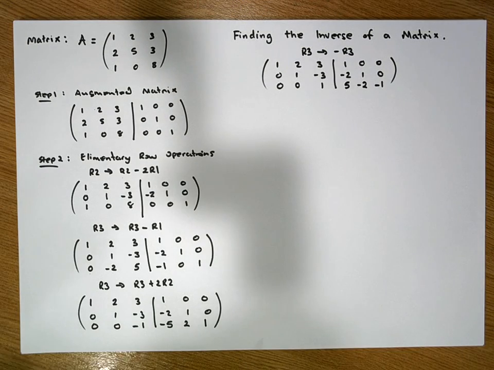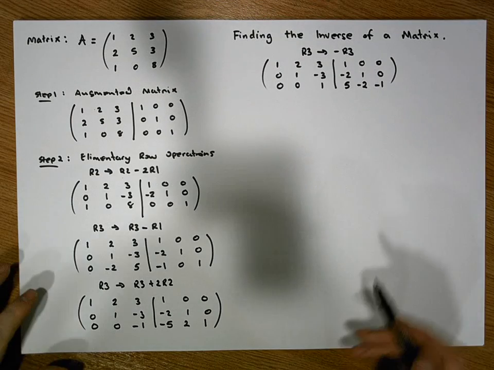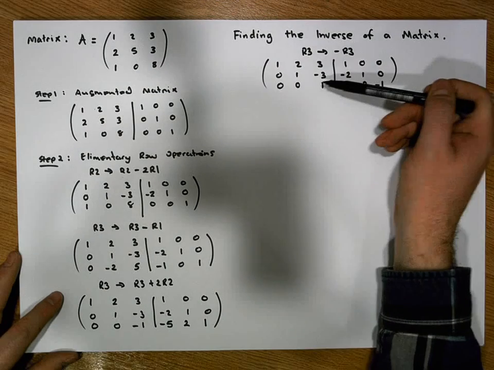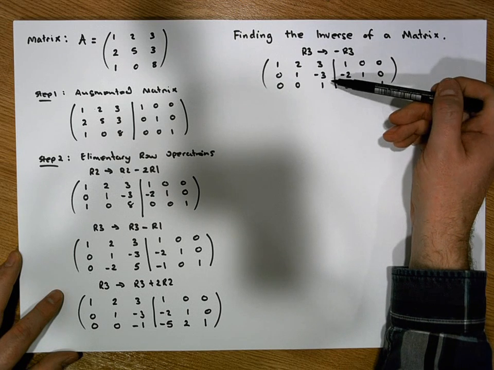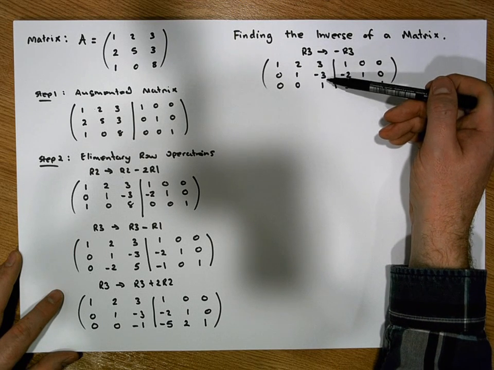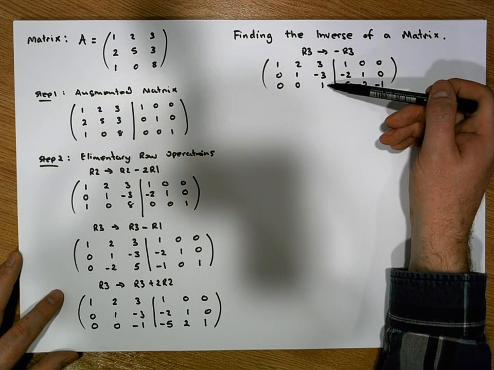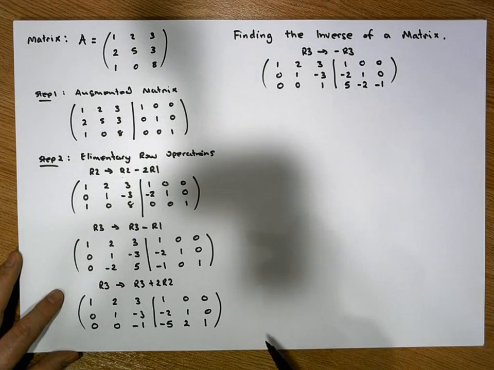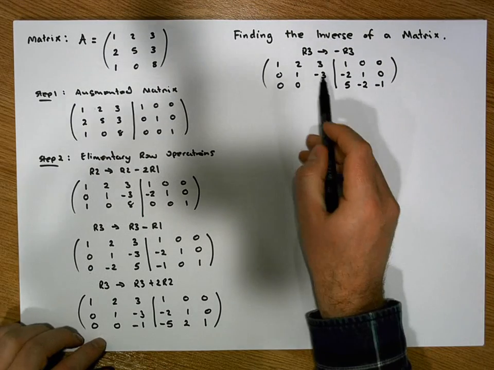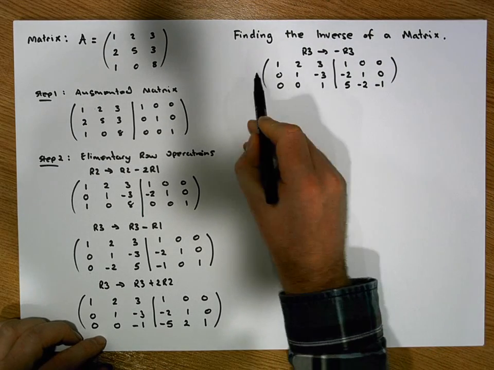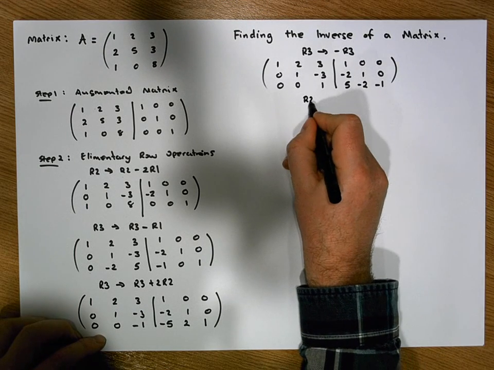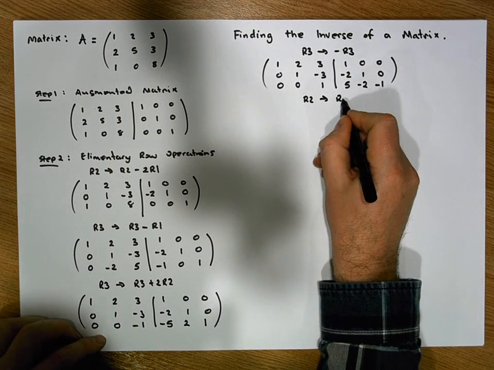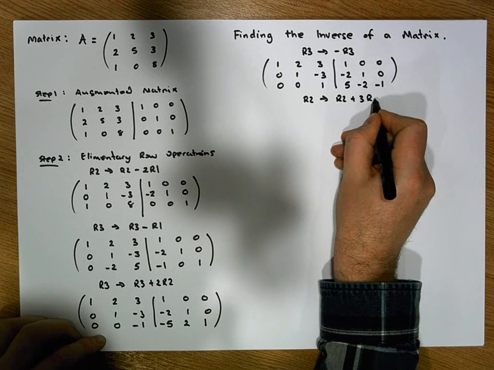Okay, so we're nearly there. The next thing is we should start now on the third row and start to get zeros above each entry, on each entry that's above this particular third entry on the third row. Okay, so what we could do now is add 3 times row 3 to row 2, so row 2 becomes row 2 plus 3 times row 3.